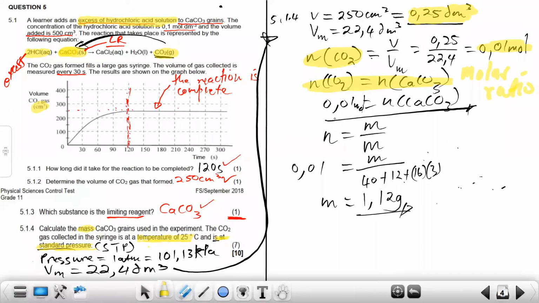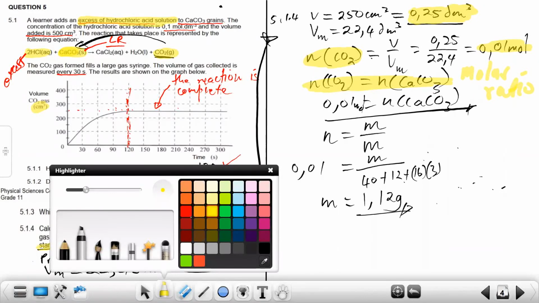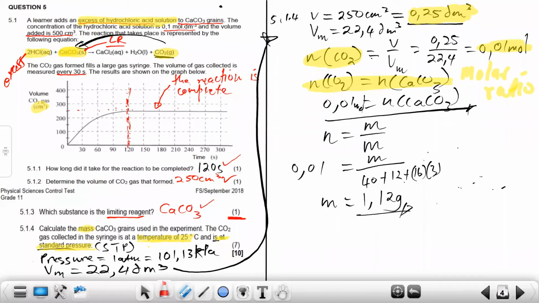Then once I have the number of moles, the only way of relating the number of moles with mass is through this particular equation. Then I have my number of moles, I can calculate my molar mass and then make mass the subject of the formula. Then I'm in a position of getting it correct 100%.